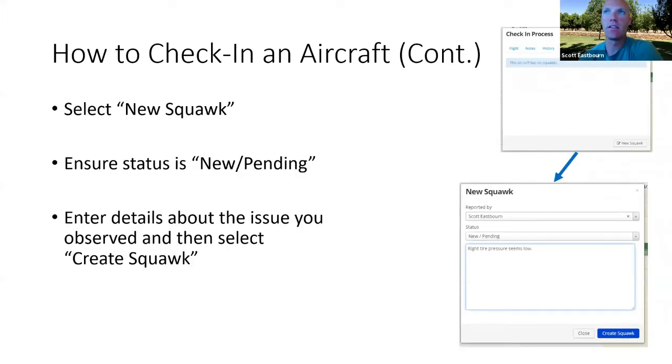So if you click on the squawks tab, this is the screen you'll see. You can click on new squawk, and then it'll say you're the one reporting. Make the status new since you're just entering this for the first time, and then put in the notes as much information as will be useful for Dan as he tries to figure out what the issue is. And after you put that info in, you can just hit create squawk, and it's logged into the system.